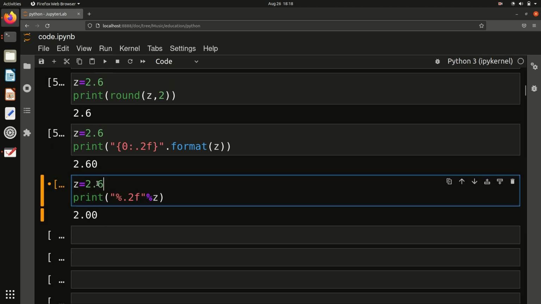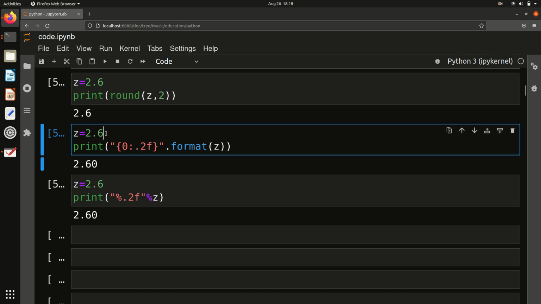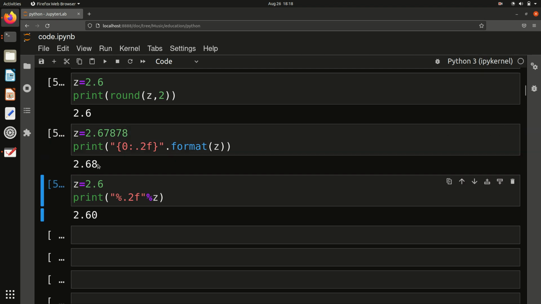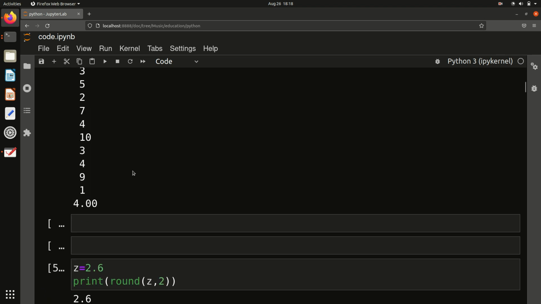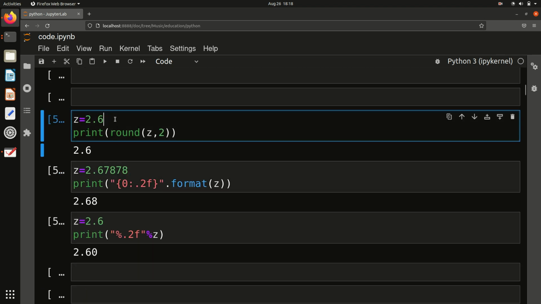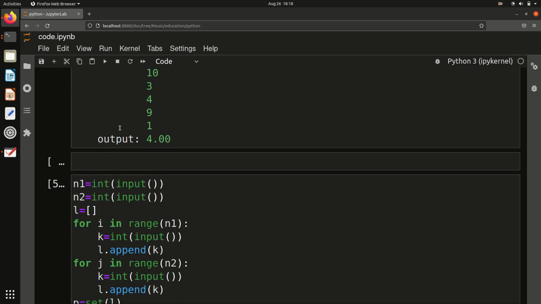And if I do 2.6, are you seeing it? Everywhere we are getting 2 decimal places. And if I make it more than 2, then also it will print up to 2 decimal places. Many a time you will get a question like this, where you have to print up to a certain decimal place, and if you do it wrong, all your answers will be wrong. I hope it is clear, but do not use round. It will not work.